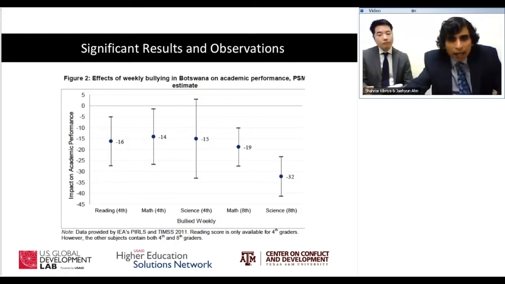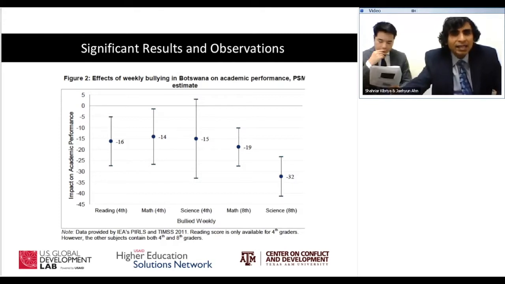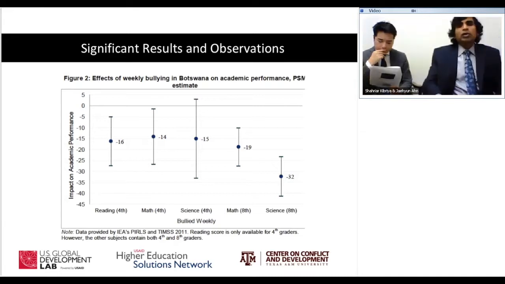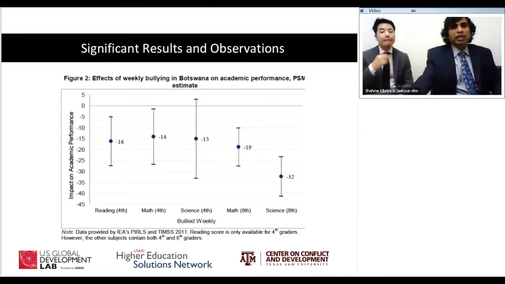For 4th grade science, we can see that the average score decreased about 15 points. For math, it's 19. For reading and math for 4th grade students, it's 16 and 14 points.